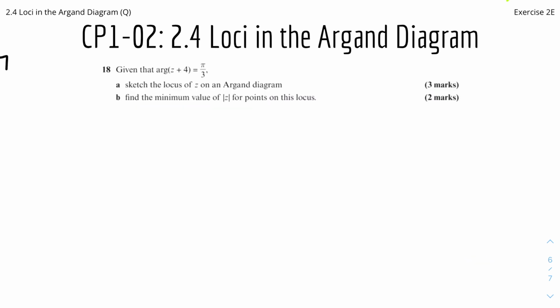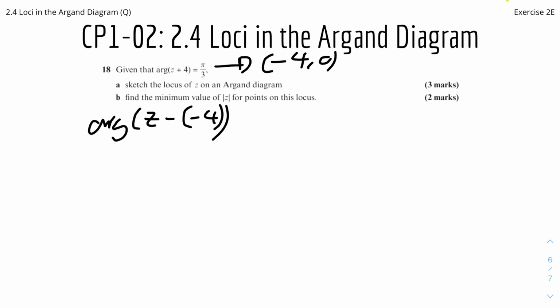And lastly, we have this question. Given that the argument of z plus 4 equals pi over 3, sketch the locus of z on an Argand diagram. So we know that this has center at minus 4, 0, because it's basically arg of z minus (minus 4). And it's helpful to write in terms of z minus something because this would directly be the center. And we know that pi over 3 is equal to 180 degrees over 3, which is equal to 60 degrees, right? Therefore, we can just plot this locus right here.